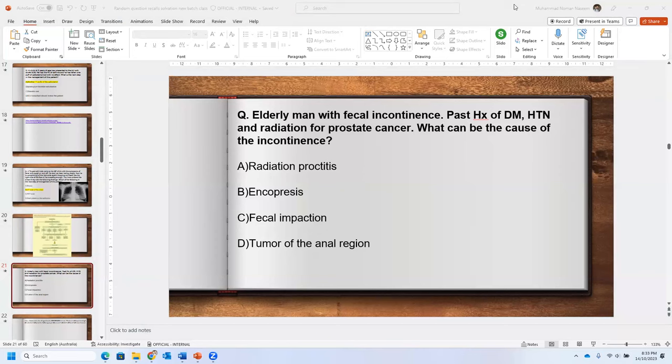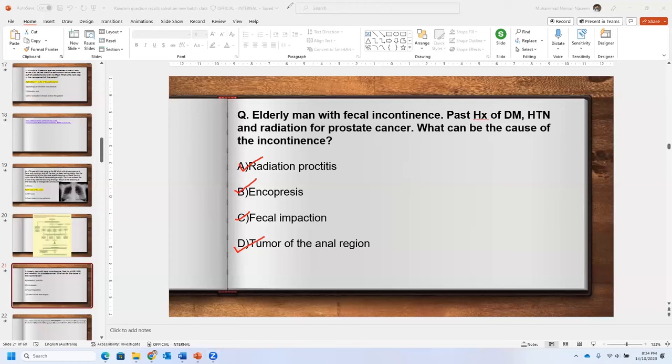An elderly man is coming to you with fecal incontinence, past history of diabetes, high blood pressure, and radiation of the prostate cancer. What can be the cause of the incontinence? Radiation proctitis, encopresis, fecal impaction, tumor of the anal region. Very good. Option A is correct.